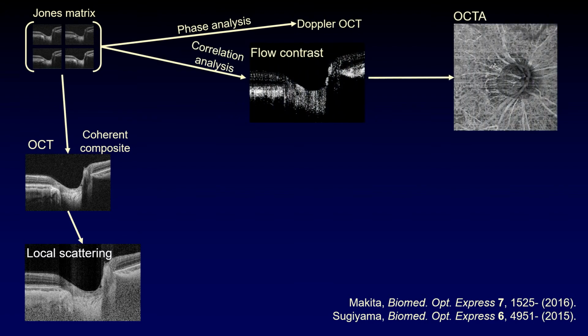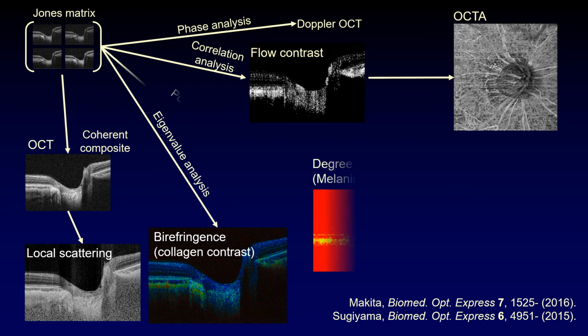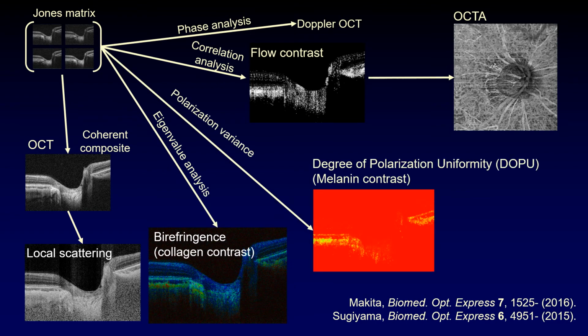It can include a high-sensitivity OCT and also local scattering. By applying the phase analysis, we can have a Doppler OCT, and by applying the correlation analysis, we are going to have a flow contrast, which can be used to generate the OCTA image. By applying the eigenvalue analysis, we are going to have a birefringence image, and it is known to be sensitive to collagen. By computing the polarization variance, we are going to have the image so-called degree of polarization uniformity, or DOPU, and it is known to be sensitive to melanin.